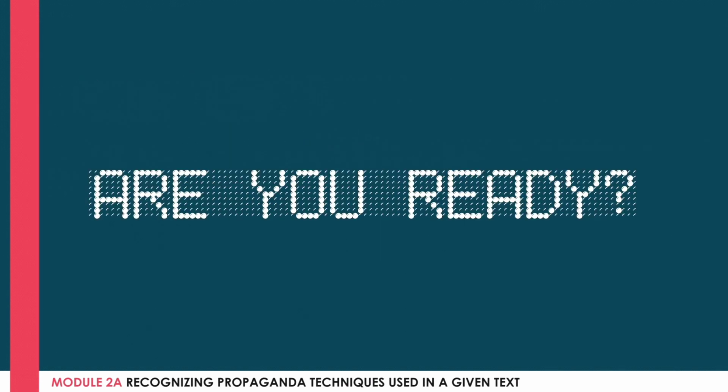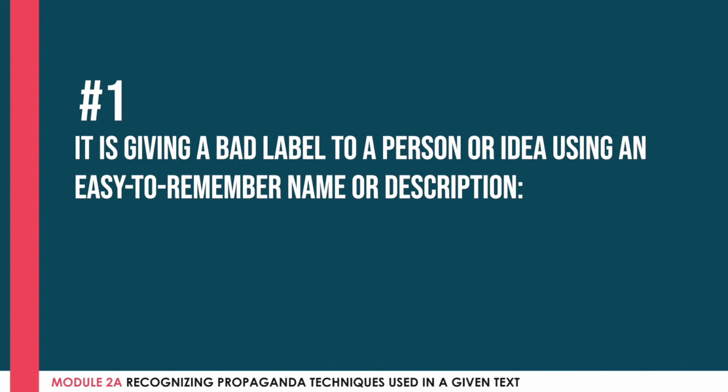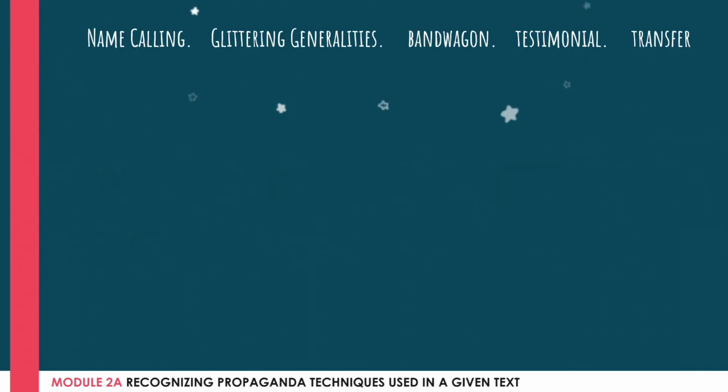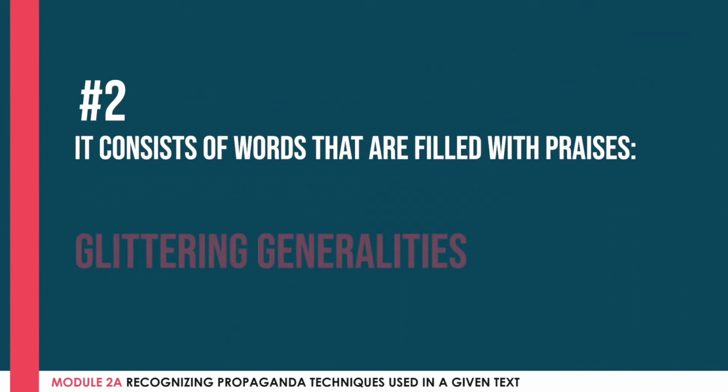Are you ready? Number 1. It is giving a bad label to a person or idea using an easy-to-remember name or description. The answer is name calling. Next, it consists of words that are filled with phrases. The answer is glittering generalities.